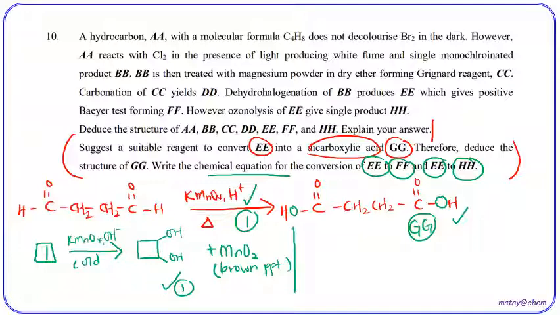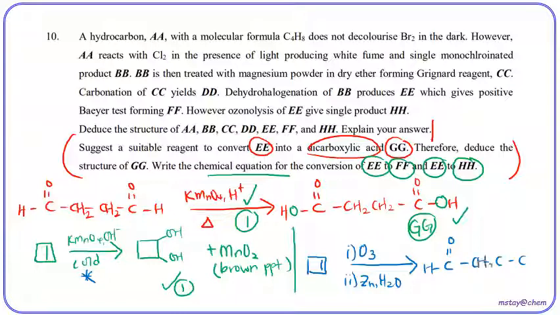And then we have another equation, where I think the keyword is the reagent. EE to HH: EE is the cyclobutene, and it undergoes ozonolysis, which is O3, then zinc, H2O, and will produce the aldehyde. So 4 carbons, double bond O, H, CH2, CH2, double bond O, H. So this ozone followed by hydrolysis will have another 1 mark.